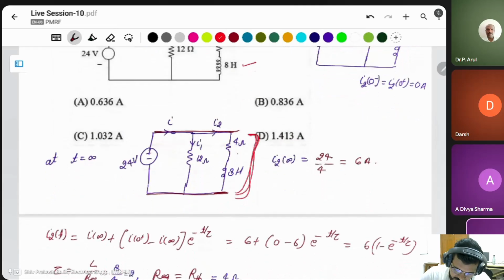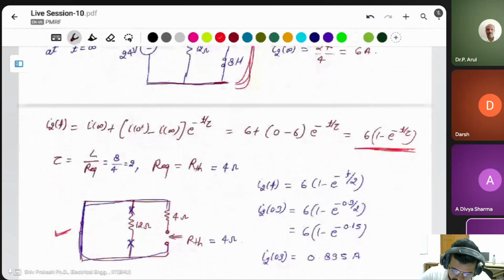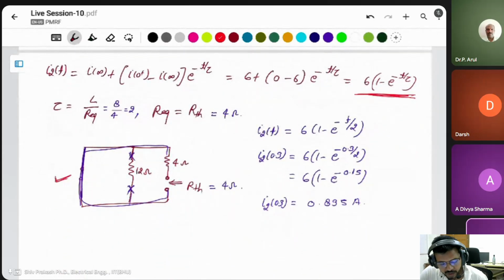the final current. By the formula we can simply apply: final plus initial minus final e to power of minus t by tau, and we have the current is 6 into 1 minus e to power minus t by tau. Now you have to find the time constant tau. Tau is in this case L by R. Only one inductor is there.